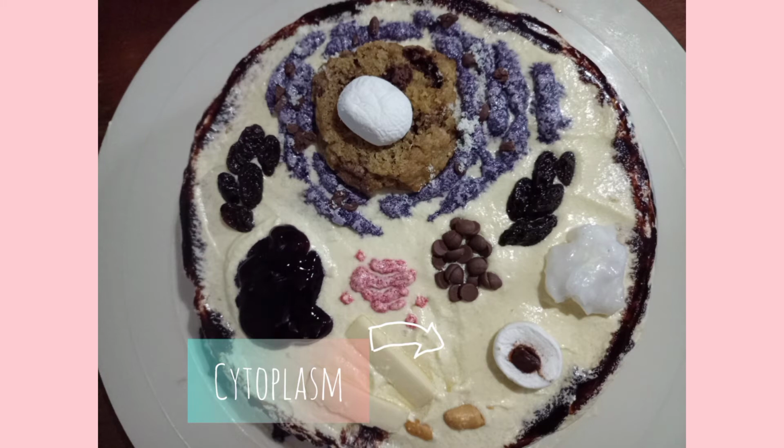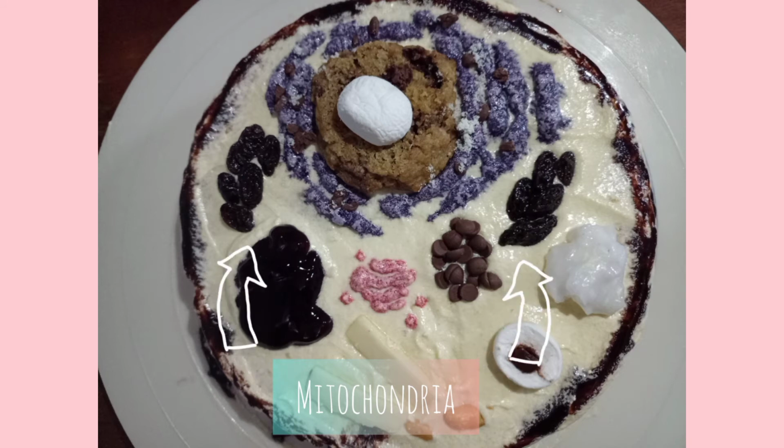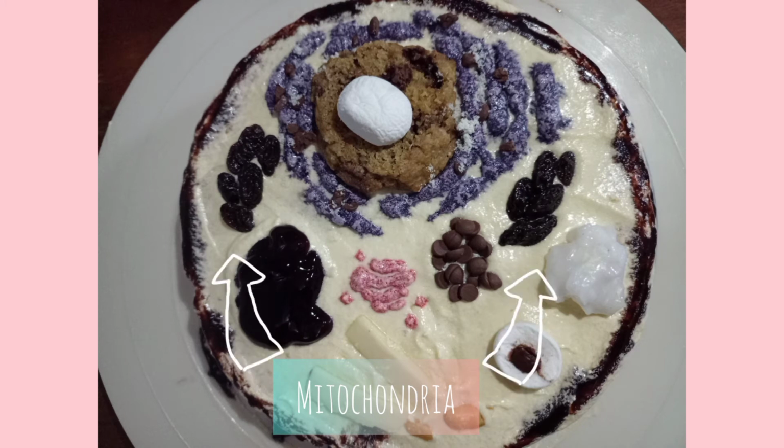Cytoplasm is a gel-like material that contains all the cell organelles. I use buttercream frosting for the covering of the cake, since this is usually the base for the designs of the cake. Mitochondria are membrane-bound organelles located in the cytoplasm of all eukaryotic cells. Their main function is to generate energy for the cell. I used raisins to represent mitochondria because it looks similar in its shape and it has wrinkles like the mitochondria.